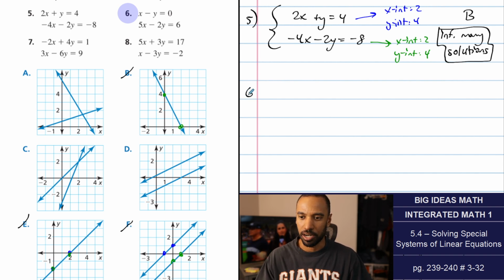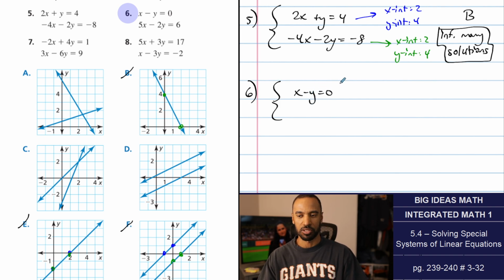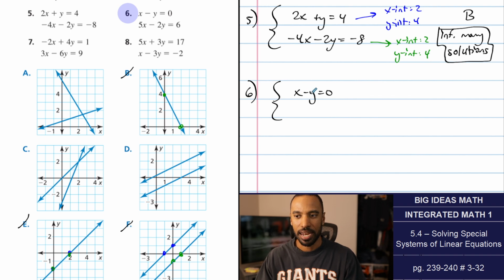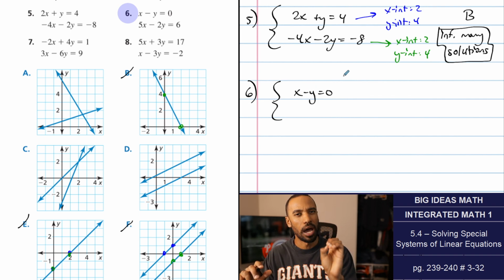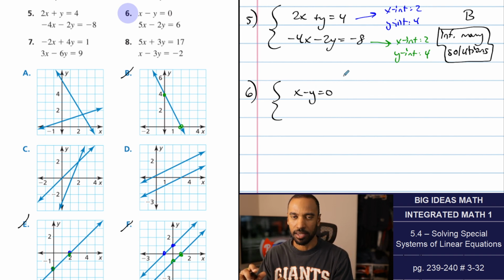So you can see it here. Number 6. I have x minus y equals 0. I would actually like to also rewrite this in slope-intercept form. And the reason why is because an x-intercept and y-intercept of 0, 1 point does not a line make, right?